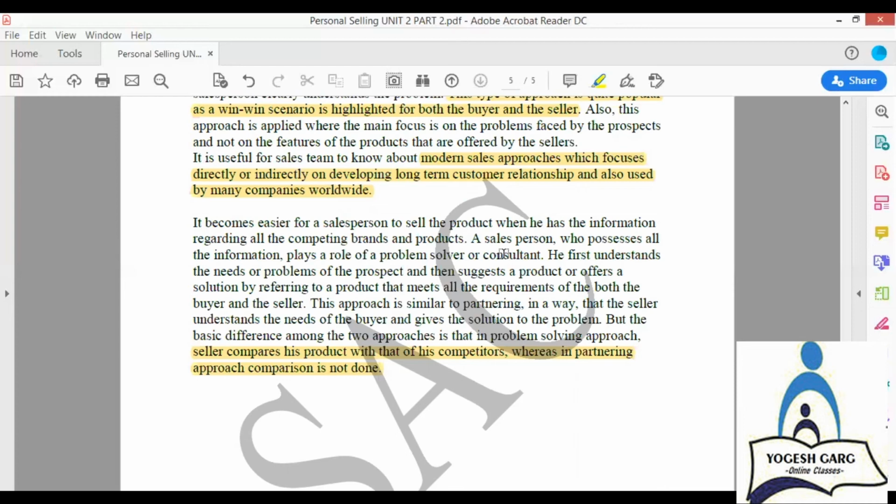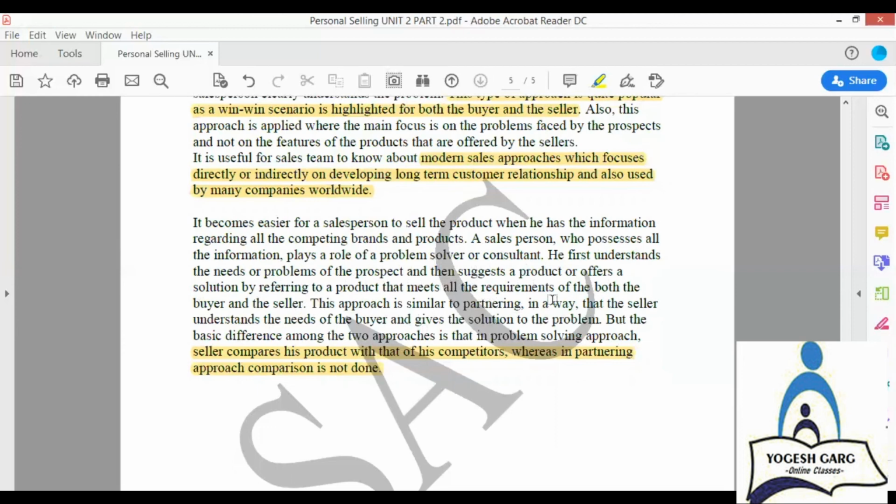In that case, the salesperson must be aware of the competing products, or the competing brands. If he is not able to match that need, the relationship with the customer gets spoiled and there might be no sale. So he first understands the needs or problems of the prospect and then suggests a product or offers a solution by referring to a product that meets all the requirements of both the buyer and the seller. Now, here the same point is given.